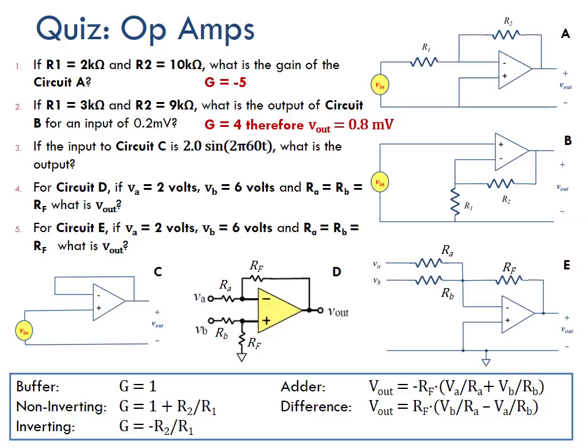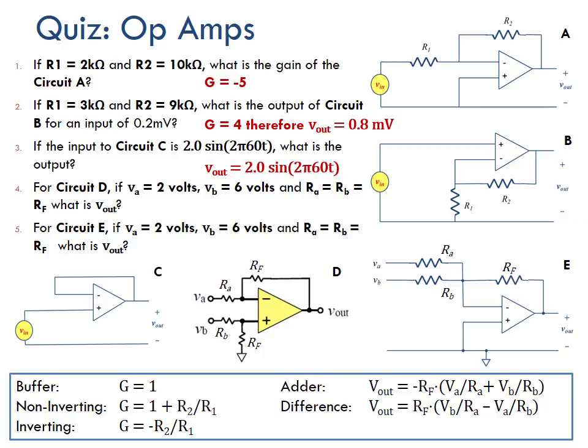If the input to circuit C is 2 sine of 2 pi 60t, what is the output? So let's find circuit C. We go down. We find circuit C. So that looks really complex coming in because it's giving us a trig function in there, getting us a wave. But we look at the circuit, it's just a buffer circuit. So the gain is 1. So the input equals the output. 2 sine 2 pi 60t. It's an easy one. It was a trick question.